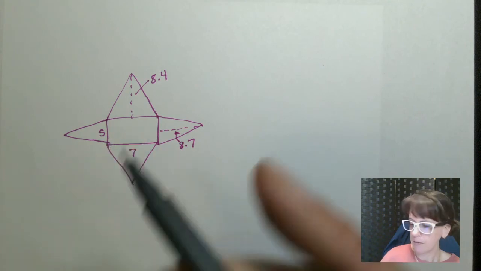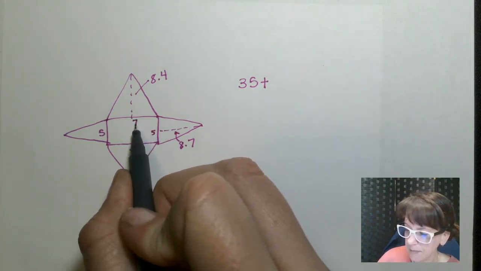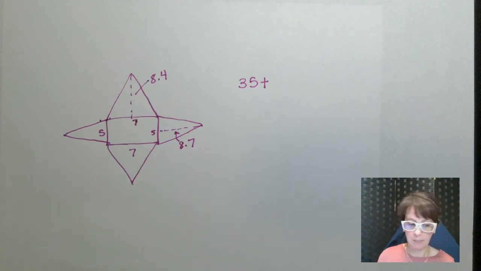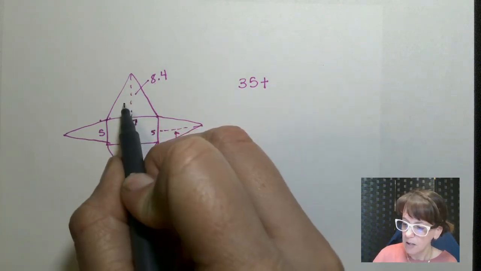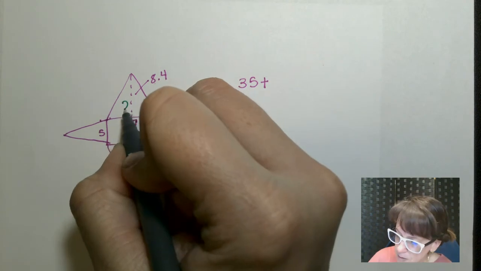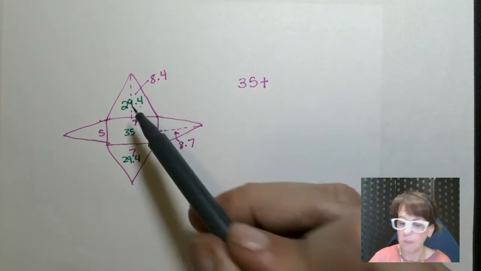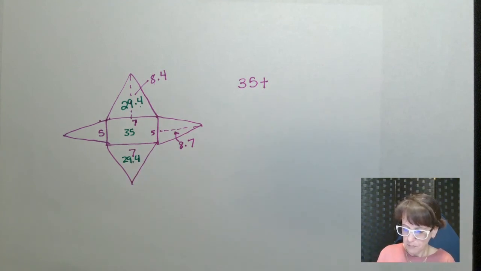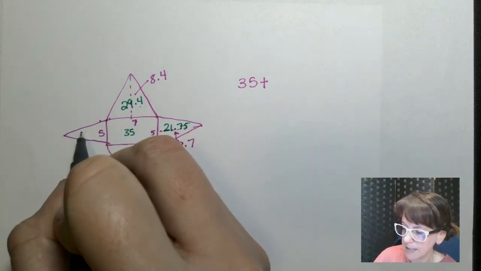So on the bottom, we have 35. So we got 35 plus, now we can find the area. This is a 5 and this is a 7. So we can find the area of this triangle right here by doing 7 times 8.4 and dividing by 2, right? So 7 times 8.4 and then divide that by 2, and we get this area is going to be, let's use a different color so you can see, 29.4. So this is 29.4. This is 35. This is also 29.4 because it's the same shape as that triangle there. Now for this guy, we have 8.7 times 5. And then we divide by 2. So that gives us 21.75 on both sides here.